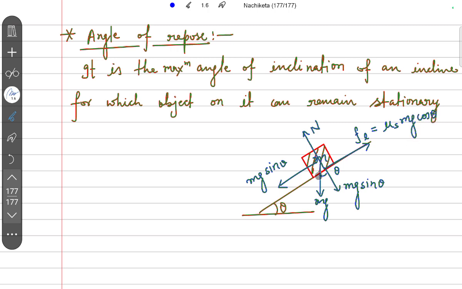See, as you increase the inclination, sin theta value will increase and cos theta value will decrease because it is a decreasing function. Means the driving force is going to increase and limiting friction will decrease. And there will be a moment when limiting friction and driving force both are going to become equal. So that angle is called the angle of repose, because if you increase the angle of inclination further from the angle of repose, the object will start to slide.